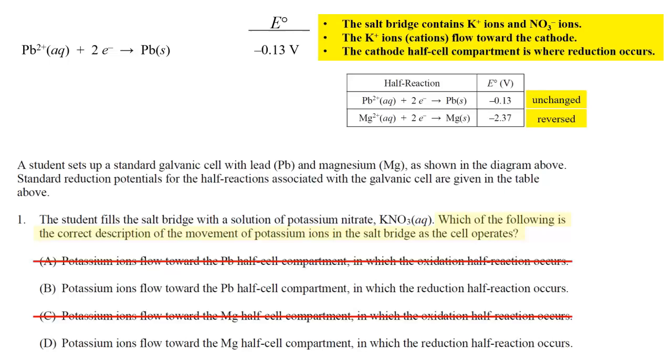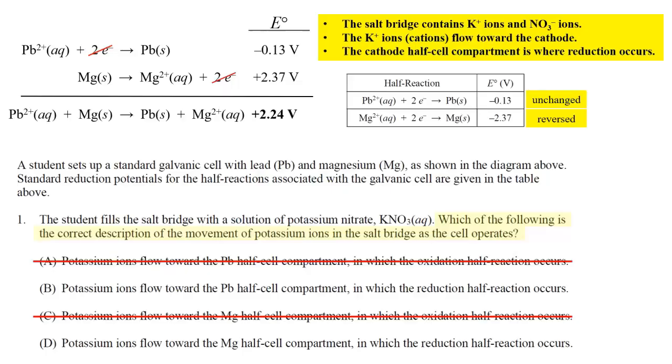You'll notice that right now in the table the cell potential is negative 2.37 volts. But if I reverse this half reaction, now the cell potential for that half reaction has been flipped from negative to positive. So it is positive 2.37 volts. When I add these two half reactions together, the electrons cancel out on opposite sides of the equation, and I get an overall balanced equation for this redox reaction that occurs in this standard galvanic cell.